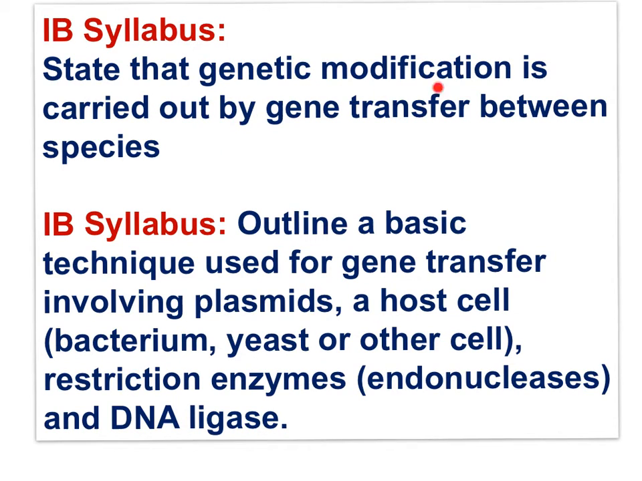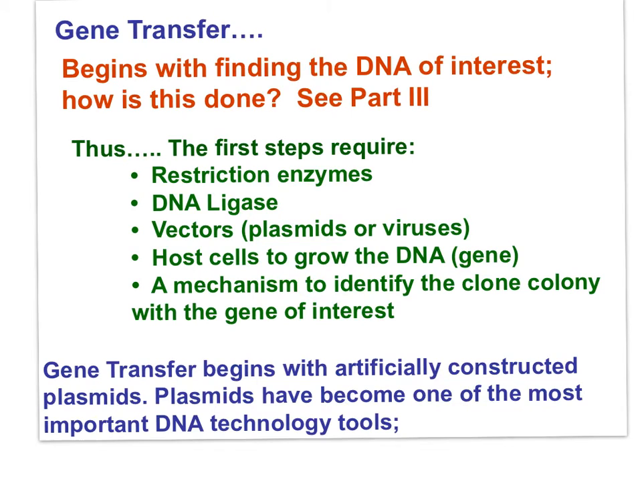State that genetic modification is carried out by gene transfer between species. Outline a basic technique used for gene transfer involving plasmids, a host cell, restriction enzymes, and DNA ligase. Gene transfer begins with isolating the gene of interest. I will not cover how this is done in this movie. To know more about finding the gene of interest, see Biotechnology Part 3.